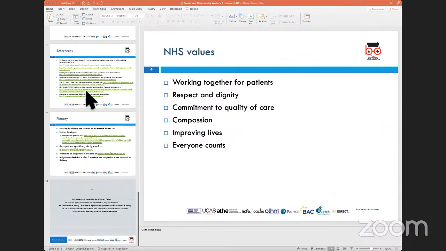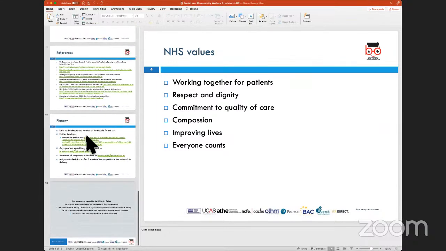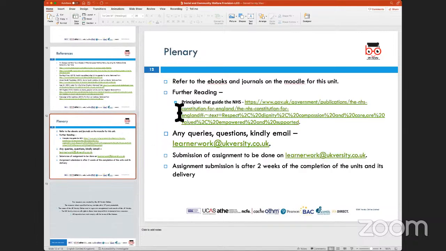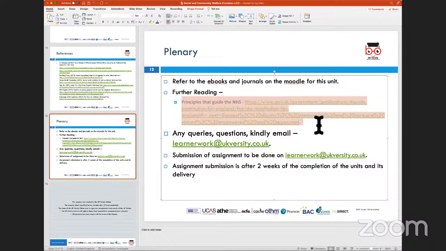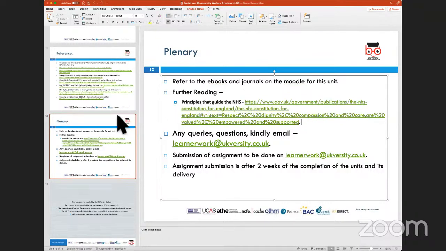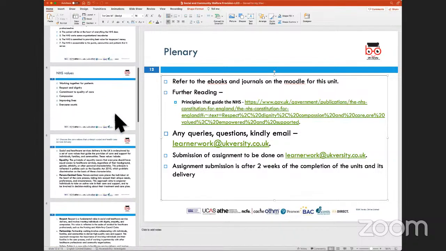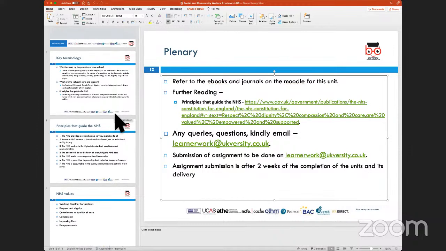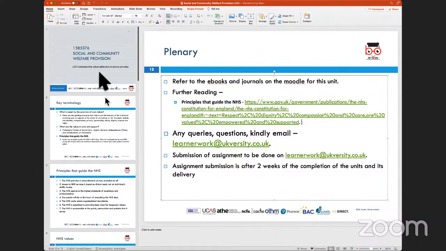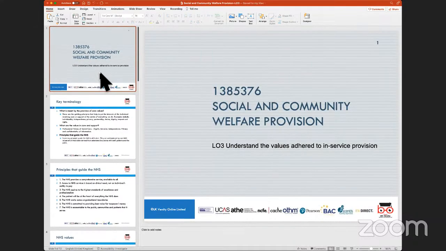So if you want to read a bit more about this, I would suggest that you go on to slide 12 and look at the principles that guide the NHS, which is what I've given here. This is what I've taken exactly from the website. I've not gone into details, I've just taken the headings, because what we want to understand for this particular learning outcome is how the provisioning of healthcare services is being done.